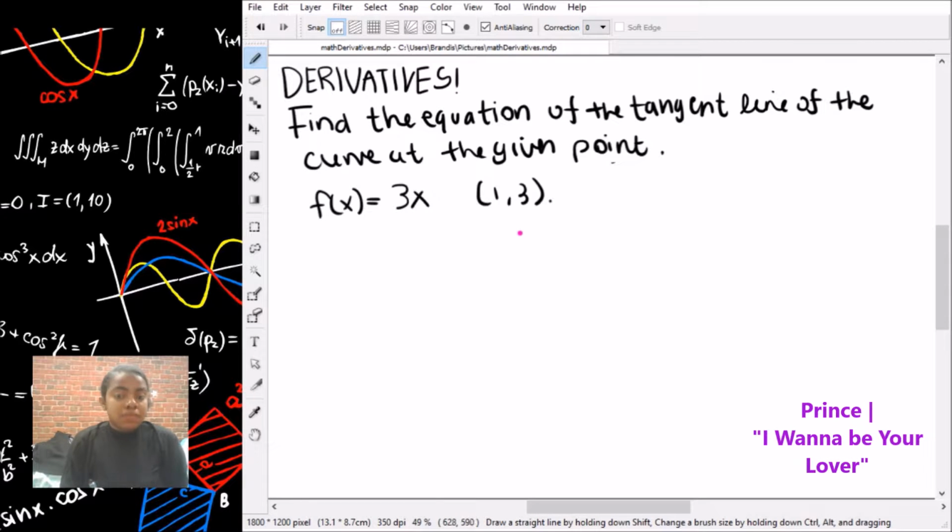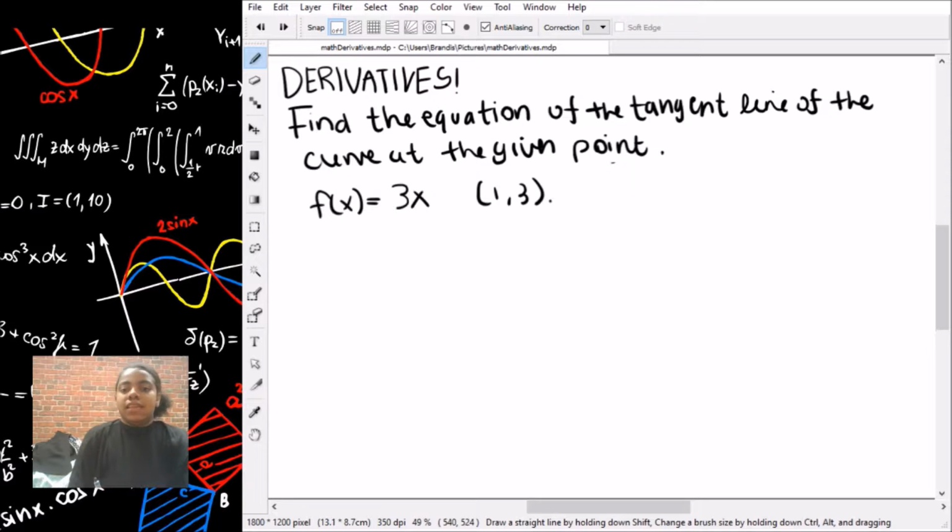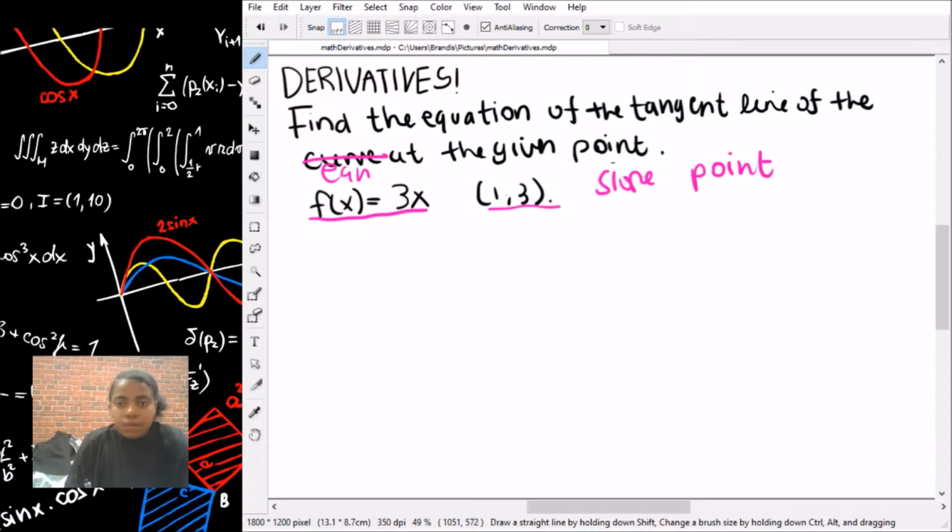Okay, so here I have some problems that we can start doing together. It is: find the equation of the tangent line of the curve, or this isn't a curve, it's a line, it's an equation, at the given point. So here we have f of x equals 3x, and we have a point. We want to find the equation of the tangent line. Okay, first thing we should figure out is, what do we need to find the equation of a tangent line? We need a slope and a point. Okay, we got our point. So our goal right now is just to find the slope.